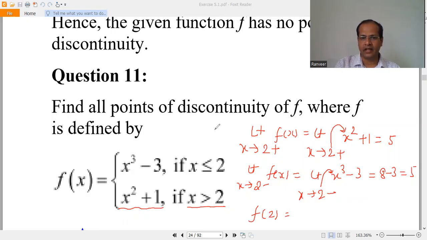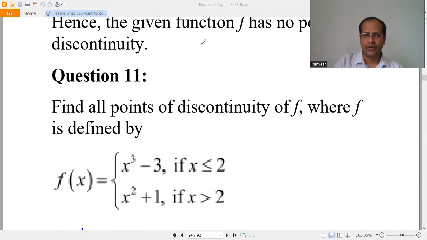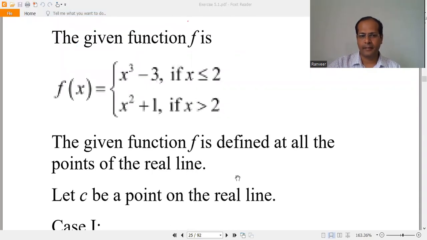if you find out, this is called RHL limit, this is LHL limit, and f of 2 exactly, this is equal, so f of 2 is nothing but x cube minus 3, this is also 5. So at the particular point 2, the function is continuous. Correct? At the particular point 2, the function is continuous. So 2 minus, if we check.